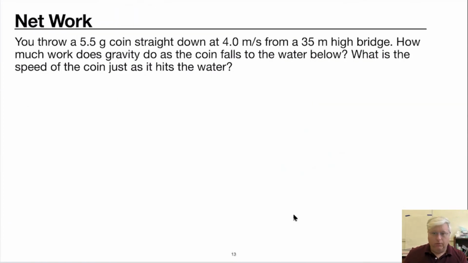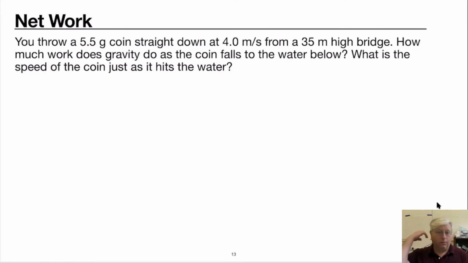Okay, so an example of this: you throw a 5.5 gram coin straight down at 4 meters per second from a 35 meter high bridge. How much work does gravity do as the coin falls to the water below? And what's the speed of the coin just as it hits the water?